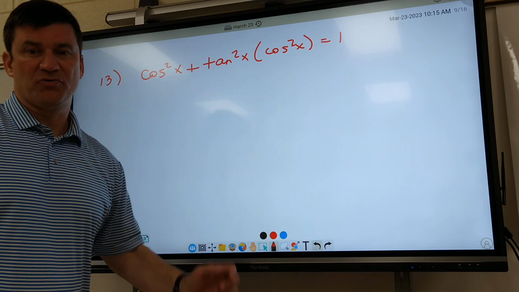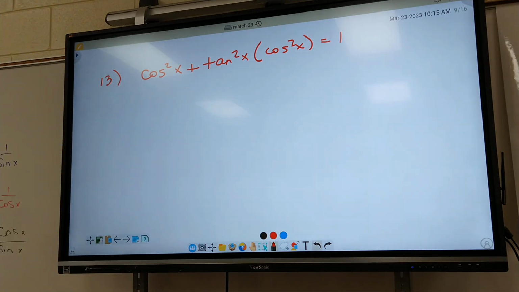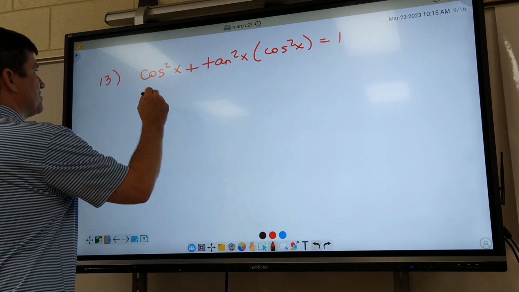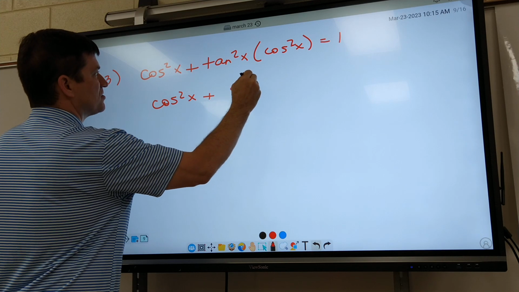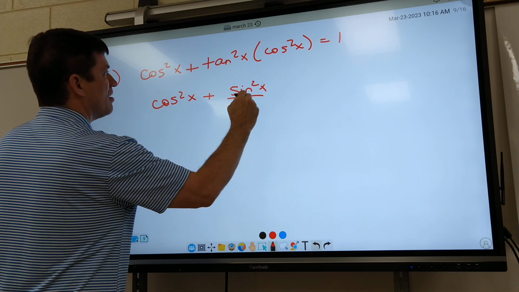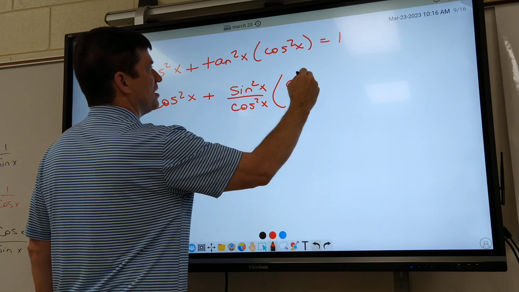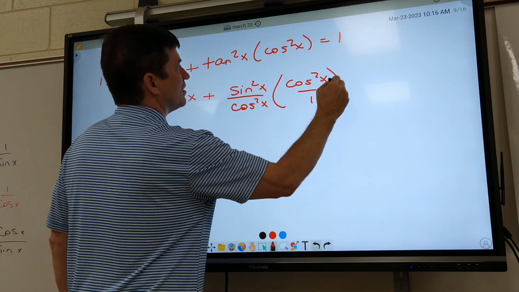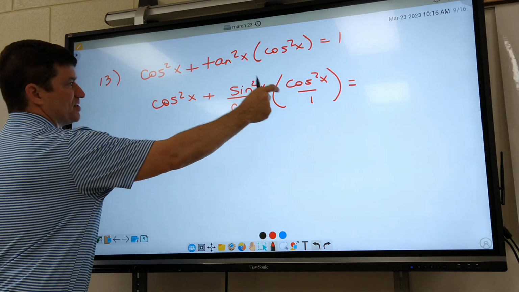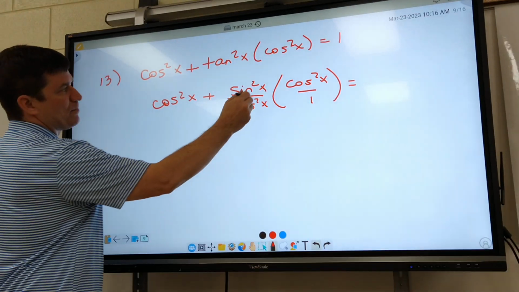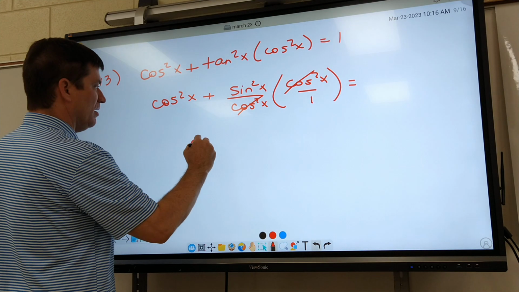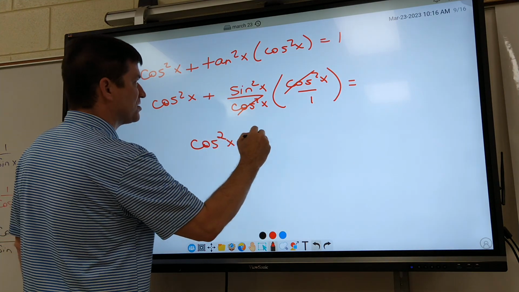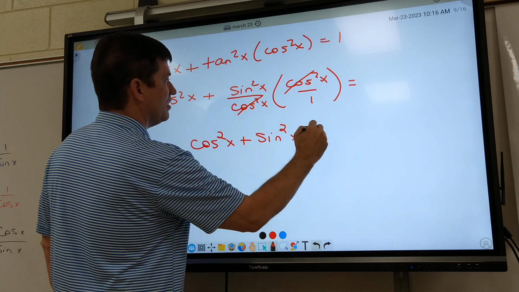All right, so you guys go through and change what you can change. Don't mess with the cosines. You want to leave it. All right, so we've got cosine squared. Tangent is sine squared over cosine squared times cosine squared. Okay, do I add first or do I times first? What happens when you times? I can cross those out. I am left with cosine squared plus sine squared equals 1.